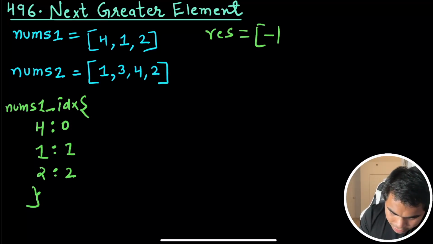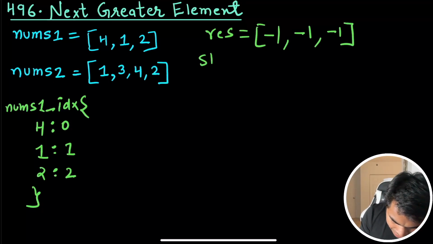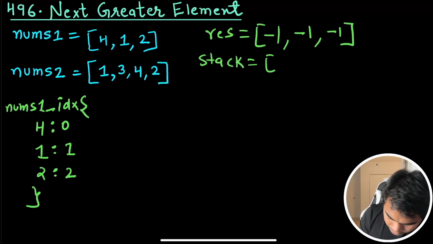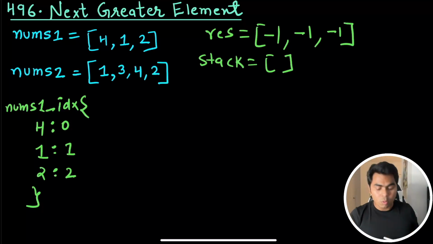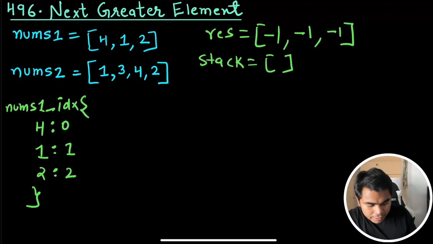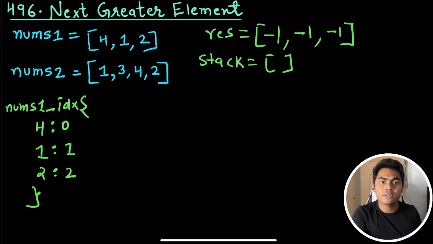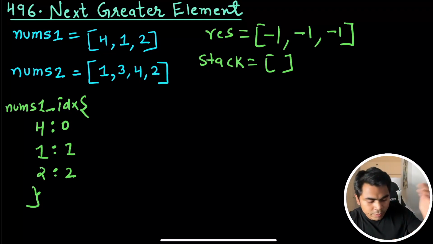Initially I will initialize all the values with -1, -1. Then I will have a stack, and that stack will basically store all the values that I'm seeing in nums1. Although I'm processing all the values in nums2, but if I see those values in nums1, then I will put it on top of my stack.